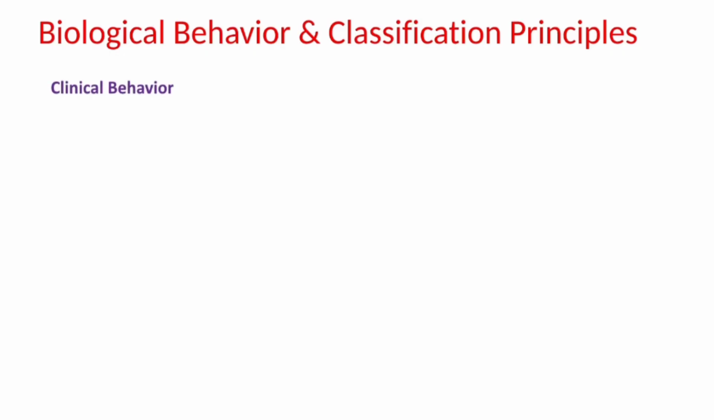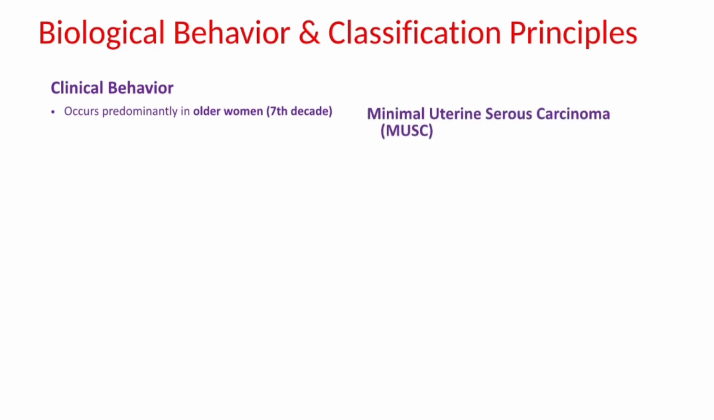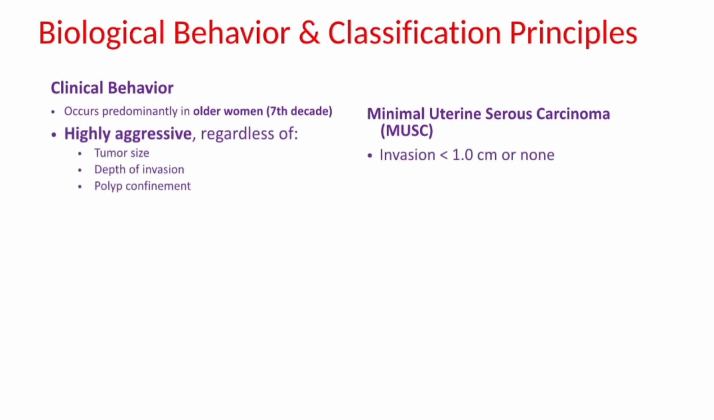Now biological behavior, if we see, most commonly in older women, 7th decade, and there is high grade tumor, with tumor size, depth of invasion or polyp confinement. It is not associated with all this. So any size, any depth or any polyp related, even small tumor may get metastasized.